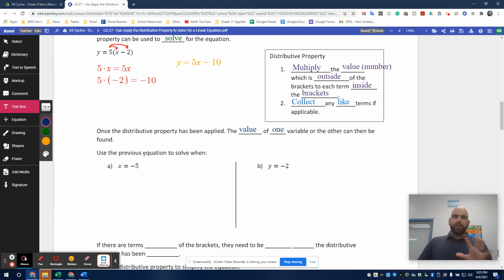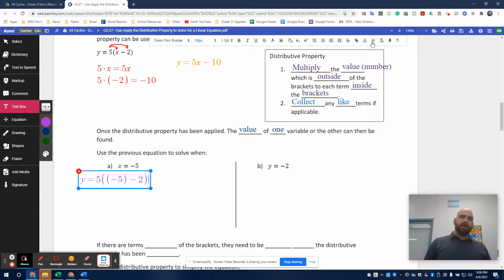Now, in essence, we could actually solve this one without doing the distributive property, okay? But if we're given y, then we really need it, okay? Then it's pretty much mandatory that we use the distributive property. And I'm going to show you why here. Let's say that x is negative 5. I'm going to use the original equation here. I'm going to do y is equal to 5 times (negative 5 minus 2).